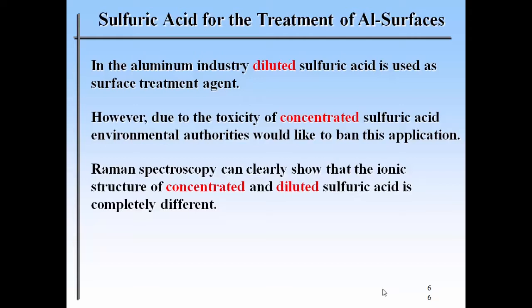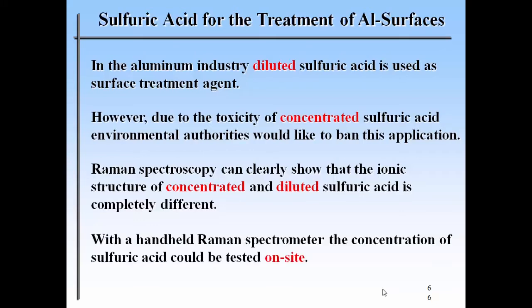However, Raman spectroscopy can clearly show that the ionic structure of concentrated and diluted sulfuric acid is completely different. And with a handheld spectrometer, we compared it to a benchtop spectrometer. Both instruments used a laser in the near infrared for excitation, so it was an NIR excitation. And we also used a benchtop instrument in order to have the comparison between handheld and laboratory instrument.